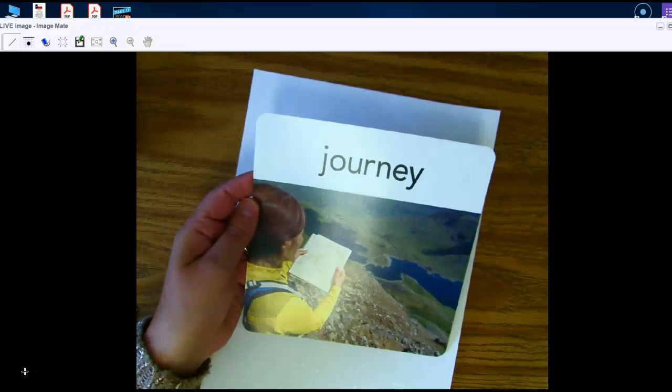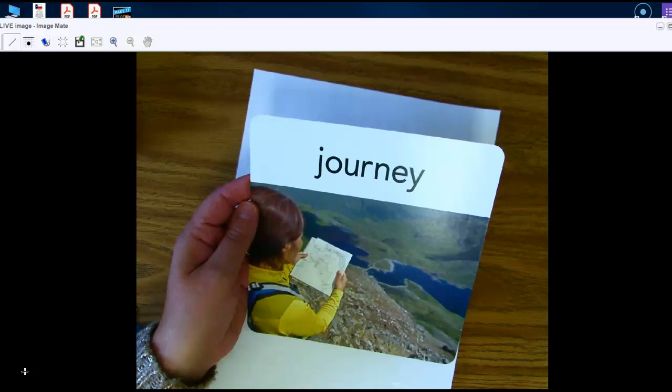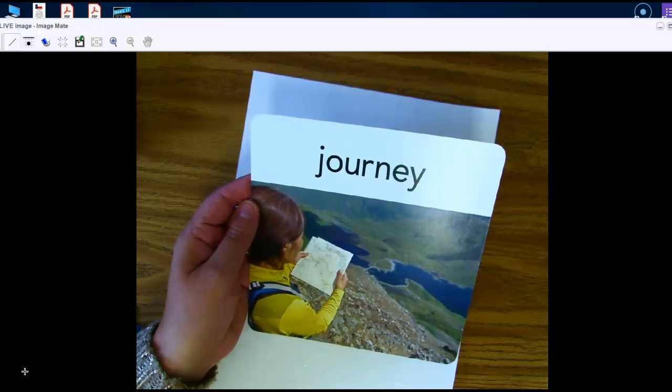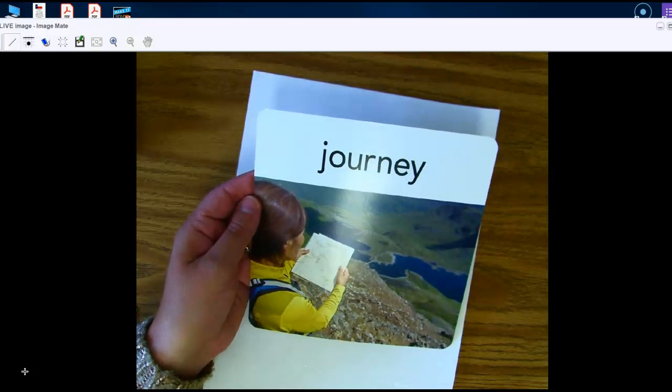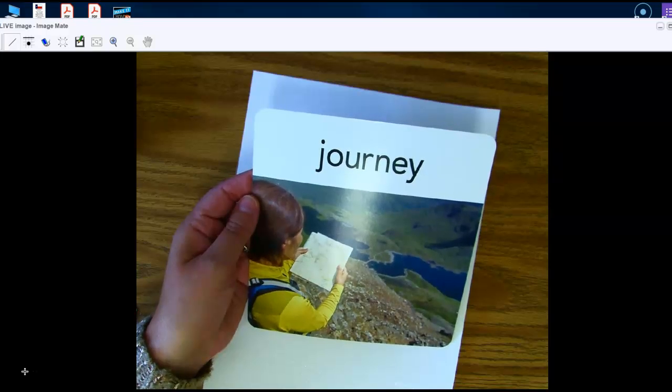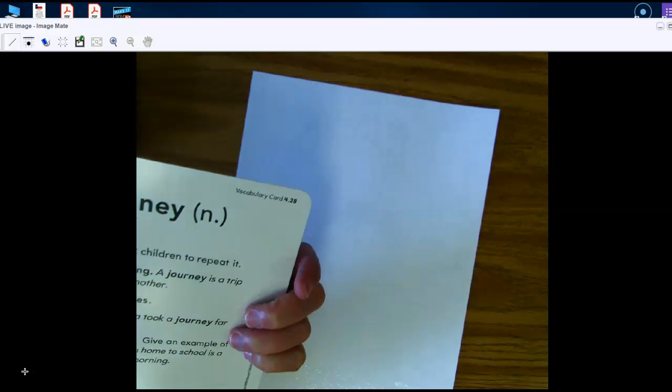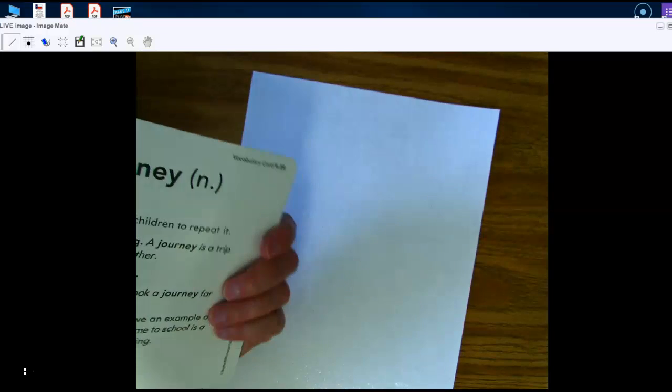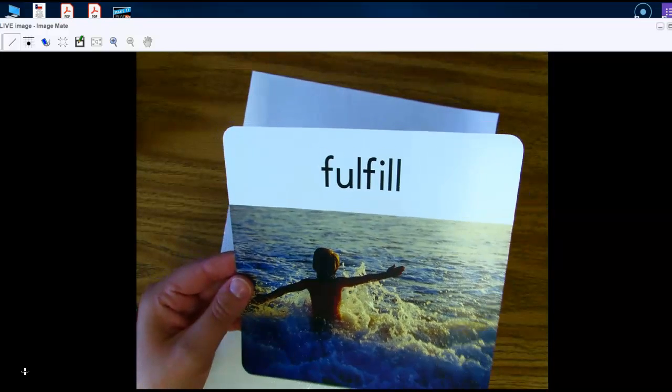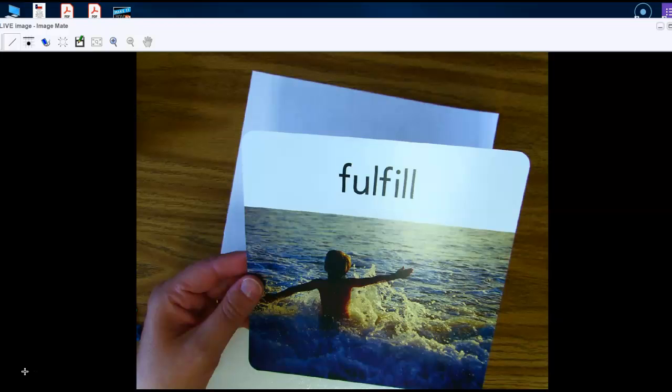Some of the vocabulary for our story this week. You talked about journey. Can someone tell me what a journey is? What's a journey? Corbin, what's a journey? When you're hiking. Okay. All right, so a journey is a trip from one place to another. Mila took a journey from her home. Fulfill means when you fulfill something, you make it happen. I fulfilled my dream of swimming in the ocean.